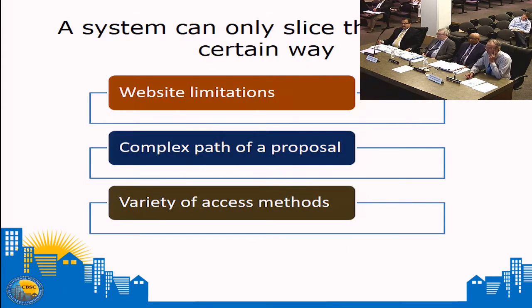A system can only slice the apple a certain way. There are website limitations. The new website that we're going to take a peek at today helps clear up some of those issues. And that's important to state here because we've gotten complaints about following a particular item or group of items, an agency, et cetera, through the process using our website.